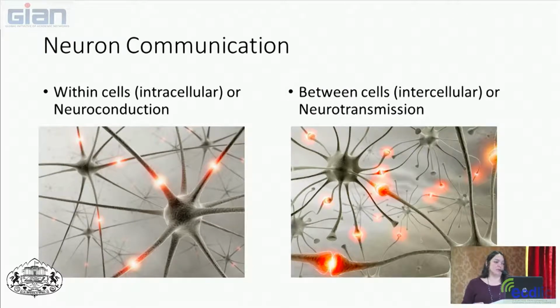Okay, so neuron communication has two main types. There's communication within a cell, and this is called neuroconduction, and this is how the signal goes basically from the dendrites down the axon throughout the cell. And then there's transmission between cells, and this is called intercellular, whereas within cells is called intracellular. So between cells is called neurotransmission. And this is how one cell talks to the next and passes along information or signals throughout the body.